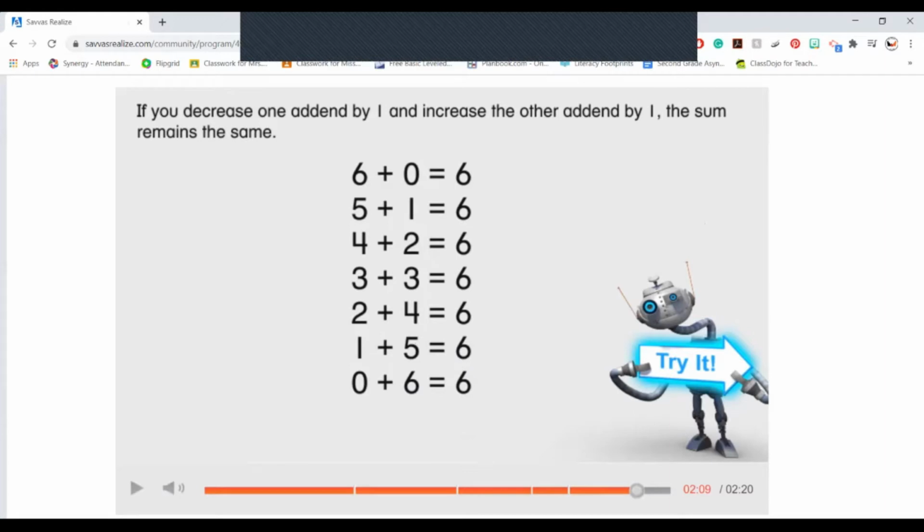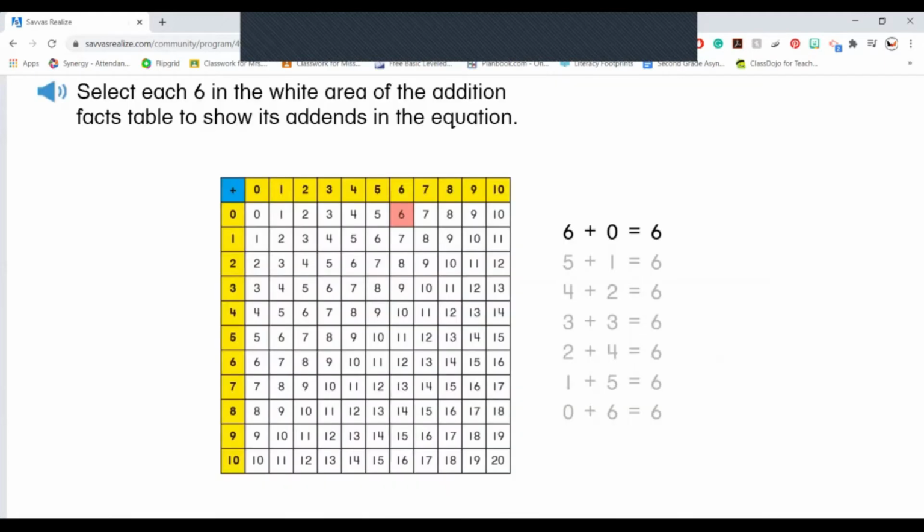Let's go try it. Select each 6 in the white area of the addition facts table to show its addends in the equation. So let's start here. 6 plus 0. 6 plus 0 equals 6. Okay, let's try this one. 5 plus 1 equals 6.